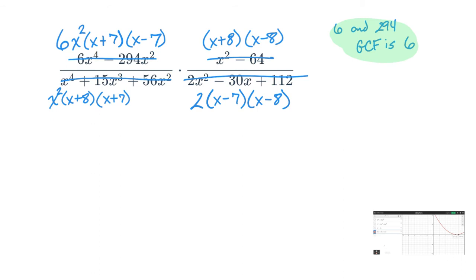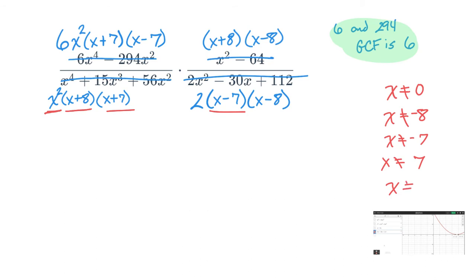And actually, one other thing I really should do is identify any excluded values. This one gives me an excluded value of 0. This gives me an excluded value of -8, -7, +7, and then +8. Notice the 2 had no bearing because that is not a variable. This 2 right here is the one I'm referring to. It does not have a variable, so it is not one of our excluded values. It's just a value in the denominator.